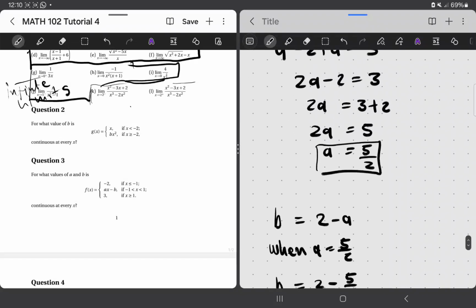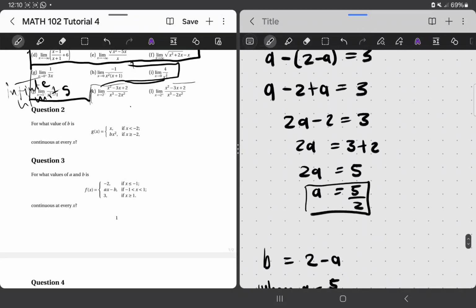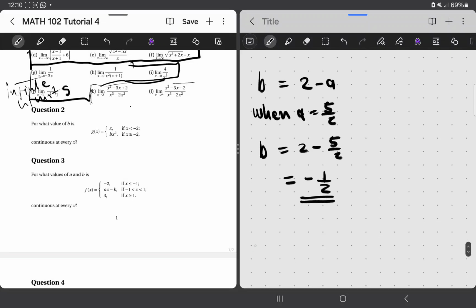b was negative half. a is 5 over 2. So you can say a is equal to 5 over 2 and b is equal to negative half. Here are the two things. And we are done.